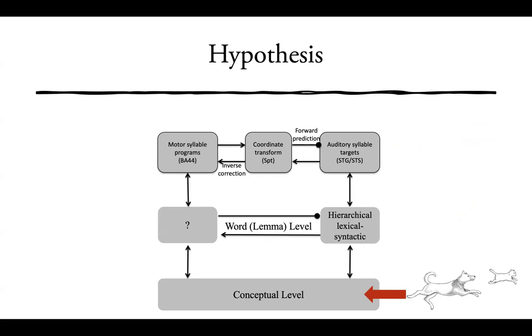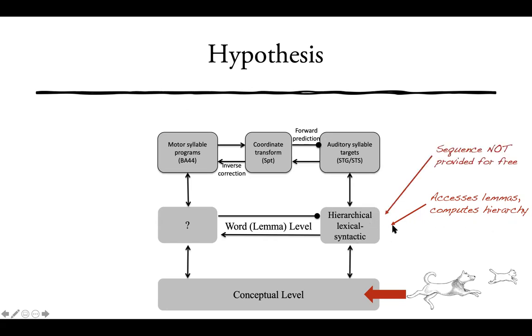Going in the reverse direction, you start with a concept of some event involving some players in the event, and from there you want to access the lemmas associated with the entities in the concept as well as the action that's being generated. Those things come with little bits of syntax, which are then combined to produce a hierarchy. But this does not give you the sequencing for free anymore, because you're having to generate it rather than getting it from the talker. And so the sequence has to be computed.